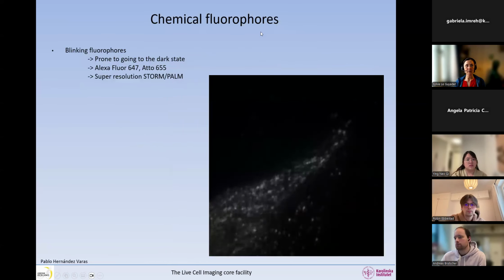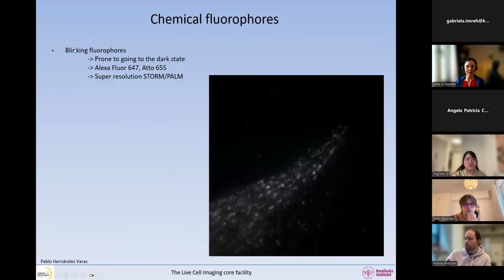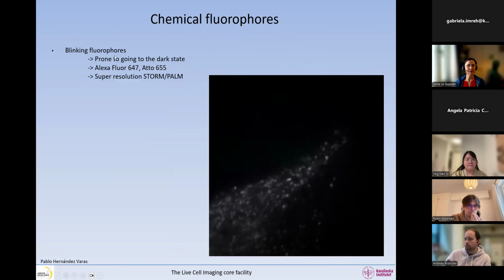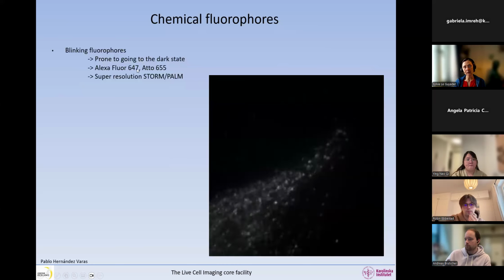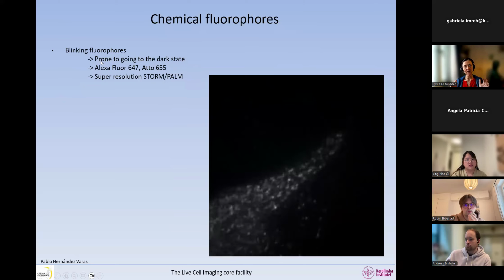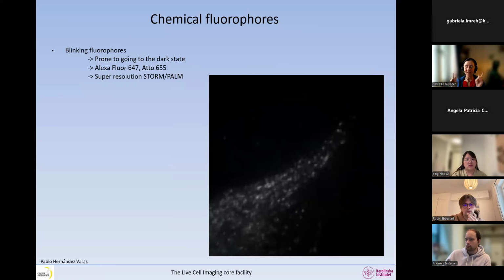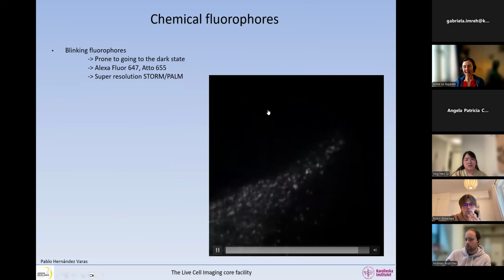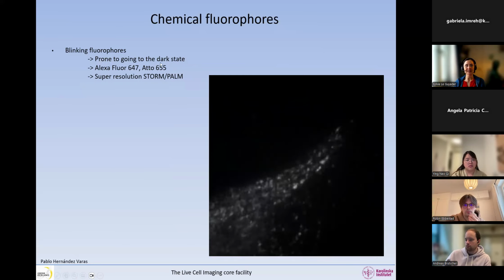Now, another type of chemical fluorophore that has been very useful since the advent of super resolution is blinking fluorophores. These fluorophores are prone to going to the dark state, so they have a higher statistical chance to, when they're excited, go into the dark state and wait there. And then later they fluoresce. And this is why it's blinking, because there's a delay between the excitation and the emission. So these are, for example, these fluorophores, and this is super useful for super resolution like STORM and PALM.